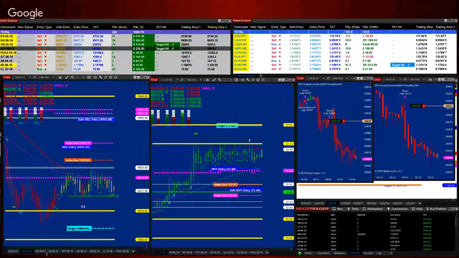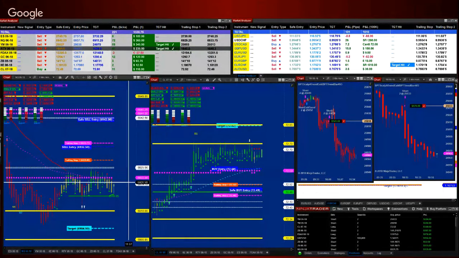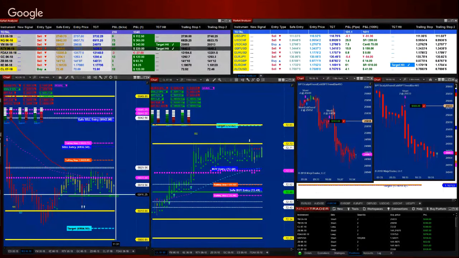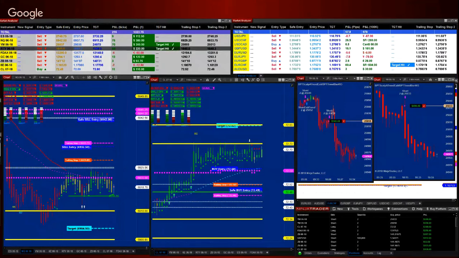We have a long trade on the scalper. Yeah, here it is. You see it? Okay, let's see. We are waiting on a new signal, guys. Once we get the new signal, we call it out for you. I'm hoping to get a new signal soon.